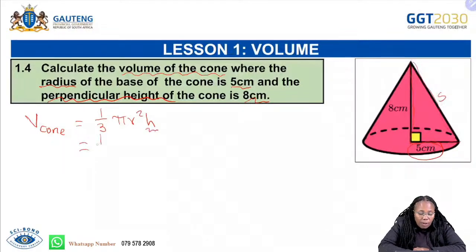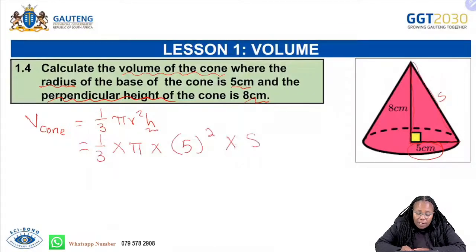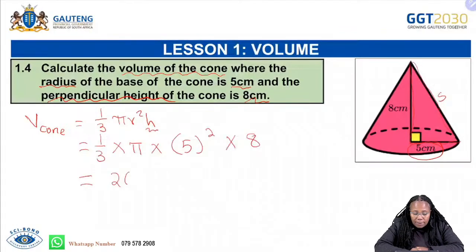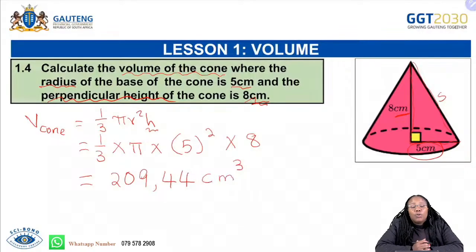Now let's substitute. We have 1/3 times pi times the radius of 5, this is squared, times the height of 8 centimeters. No need for simplifying partially, grade 12. You can put everything into your calculator straight to the answer. Therefore, this is 209,44. And then this is in centimeter unit. Then it will be cubic centimeters because we are talking about what? The volume. So it's a cubic unit for volume.